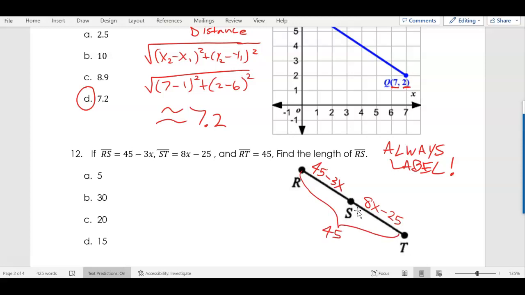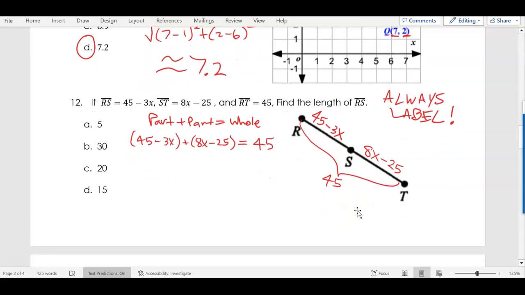Cool. Now, if you remember, when you know the part and the whole, you're going to do part plus part equals whole. Okay. All right, that's the segment addition postulate. So let's do it. So 45 minus 3x plus the other part on the right, 8x minus 25, equals the whole thing RT, 45. Okay.